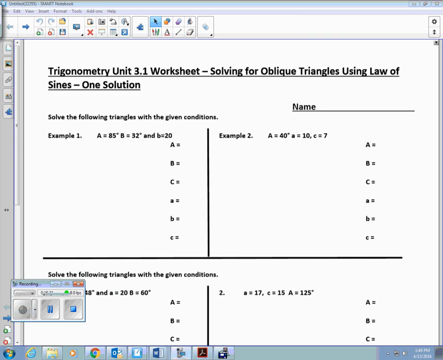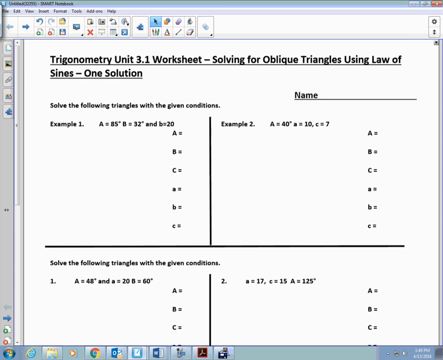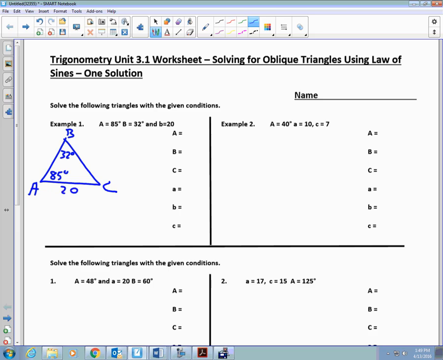Let's try this one. We're going to solve a triangle. We'll do example 1 and example 2 together. I'm going to draw my triangle. A, B, C. I don't have as much room as you guys do because the ink is just larger with this thing. So I've got A is 85, B is 32, and the side is 20.